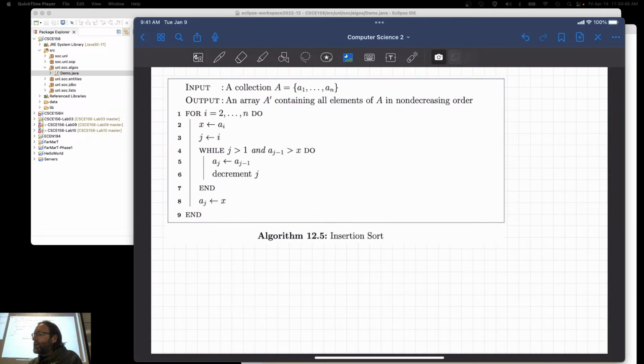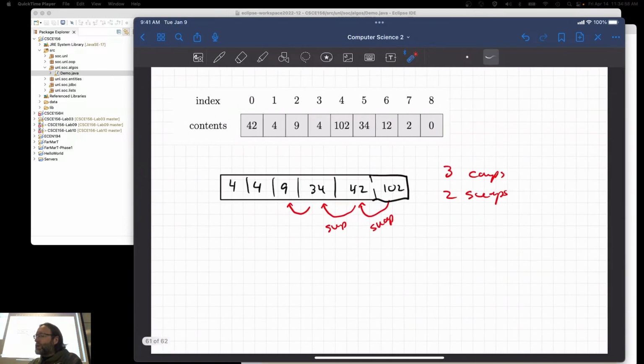Here is the actual pseudocode. I'm going to walk you through it. I didn't want to write this from scratch. All right, so I've got this outer for loop here. What that's going to do is run from the second element all the way up to the last element. Why are we skipping the first element?